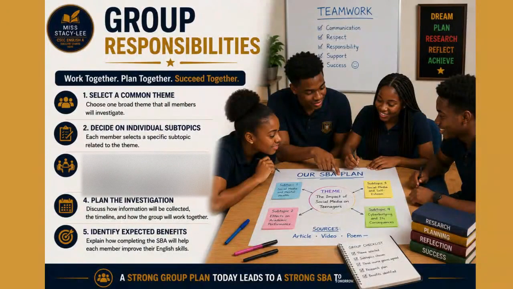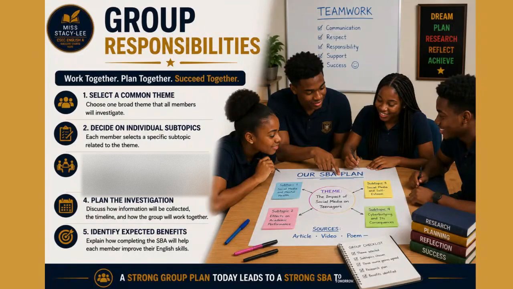Now let's spend a little time focusing more on the group and its responsibility. Remember, although each student completes an individual SBA, the planning stage is a group effort. Your very first responsibility as a group is to select one broad theme together. Every member of the group must work under the same theme. Next, the group develops a planning document that includes everyone's individual subtopics.